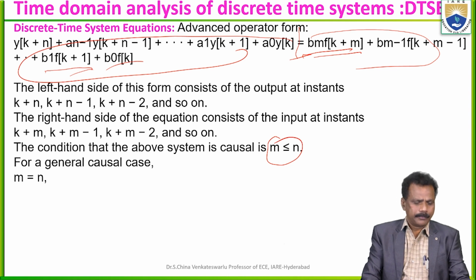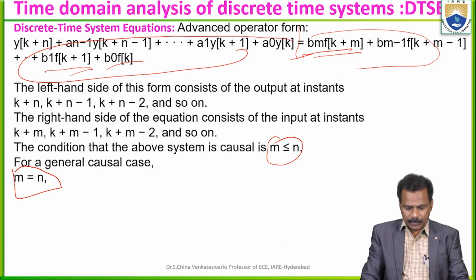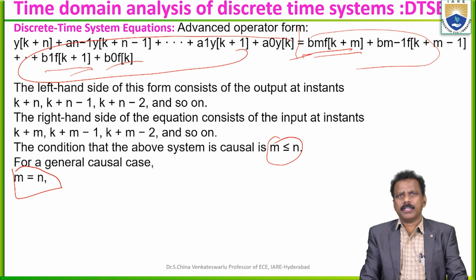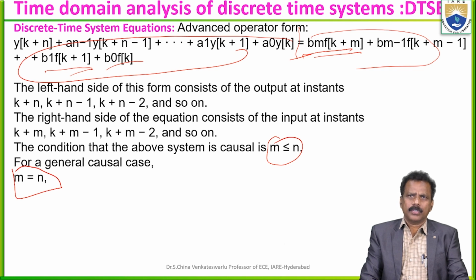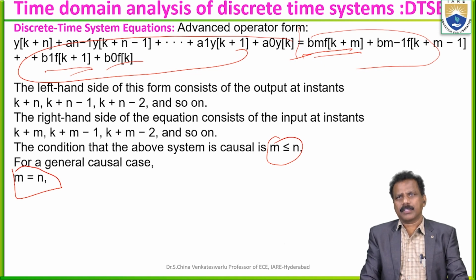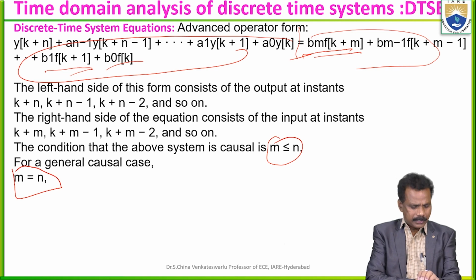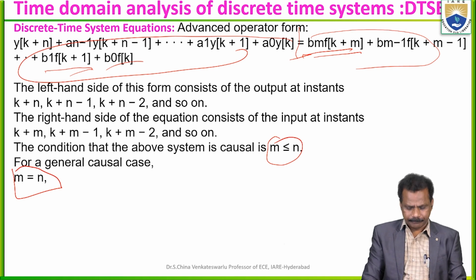For a general causal case, you have to consider small m equal to small n. This is only for general purpose. We will also see a special purpose case for implementing this DTS, discrete time system, based on the mathematical expression or equations. So for a general causal case, m is equal to n.